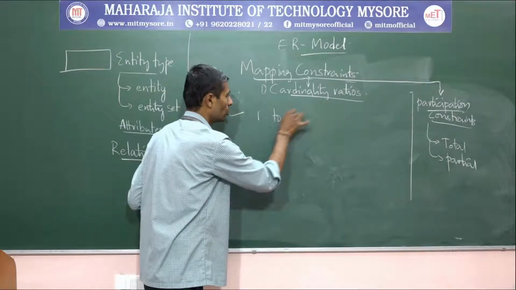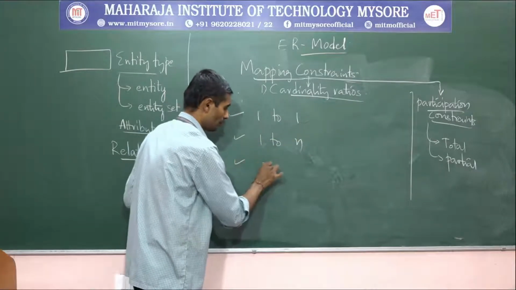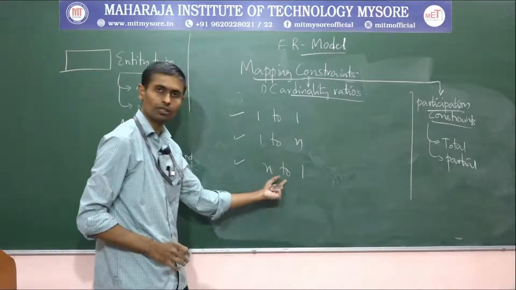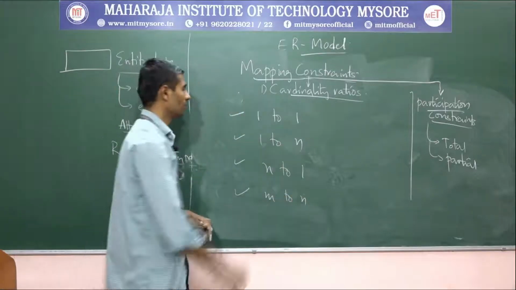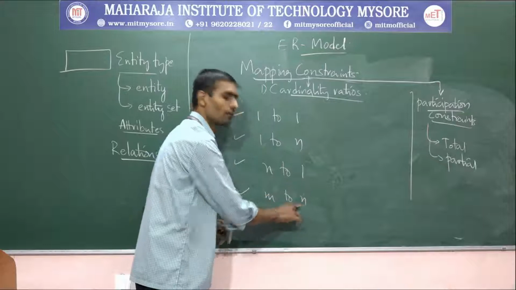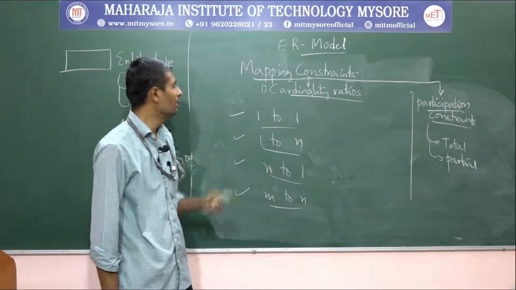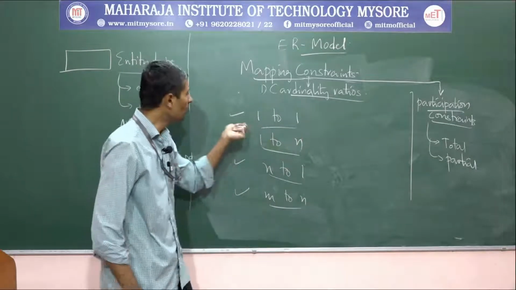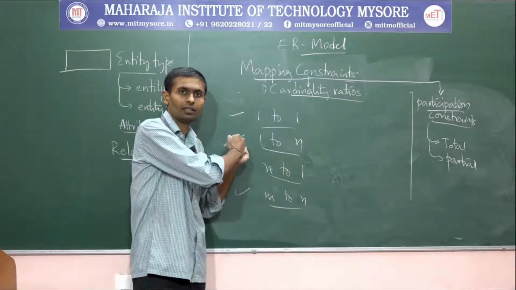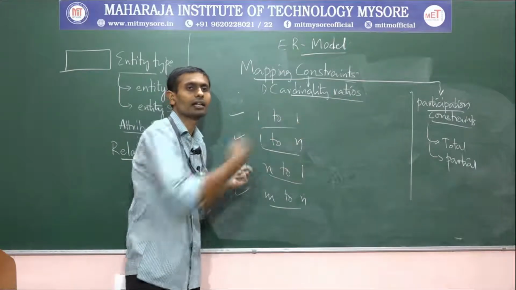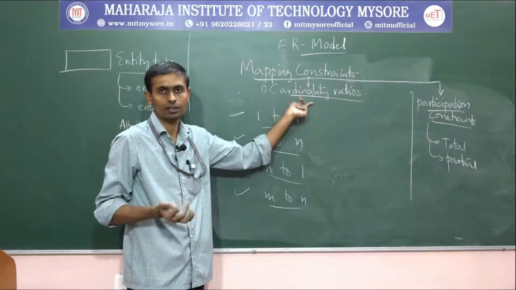Then in the cardinality ratios there are 4 types. One is 1 to 1, 1 to many, many to 1, almost exactly opposite to this, and then many to many, m to n. Like this we are having 4 different types of cardinality ratios. Basically this indicates how many instances of the left hand side entity type are connected with how many instances of another entity type through a relationship type, and we can represent it with the help of this cardinality ratio.